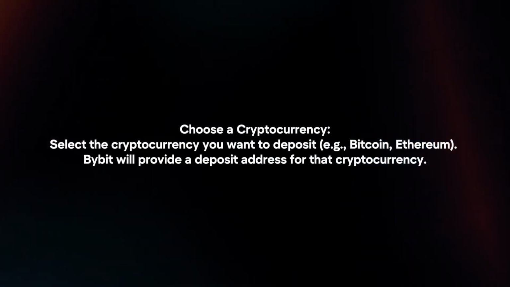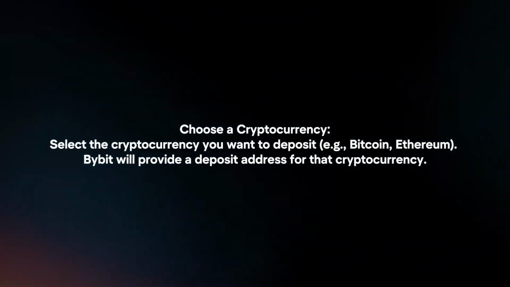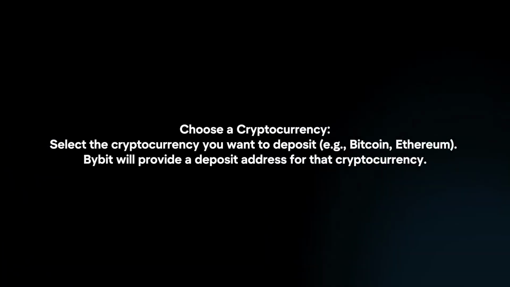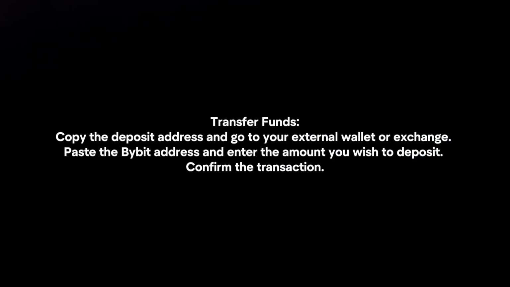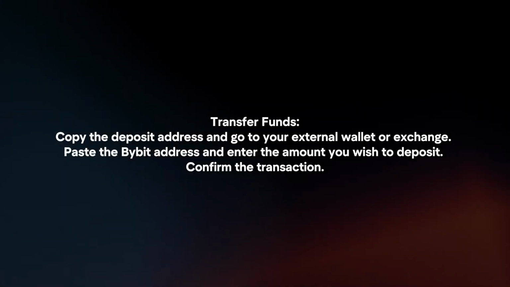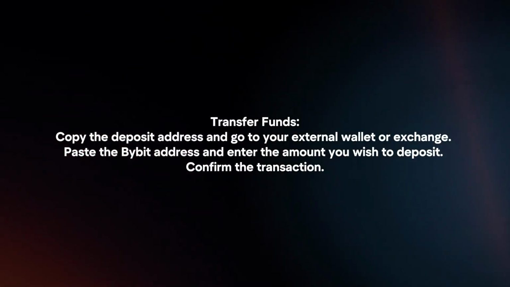Choose a cryptocurrency. Select the cryptocurrency you want to deposit. Bybit will provide the deposit address for that cryptocurrency. Transfer funds. Copy the deposit address and go to your external wallet or exchange. Paste the Bybit address and enter the amount you wish to deposit.